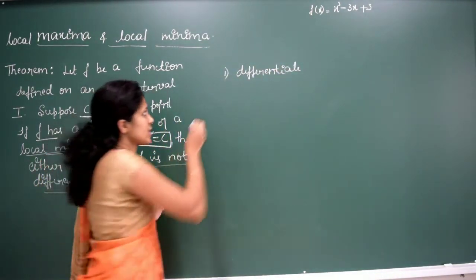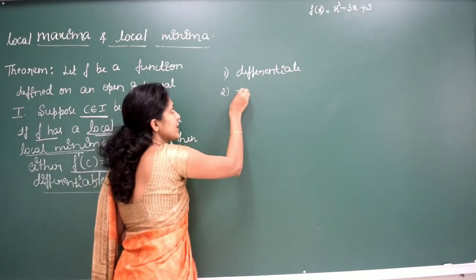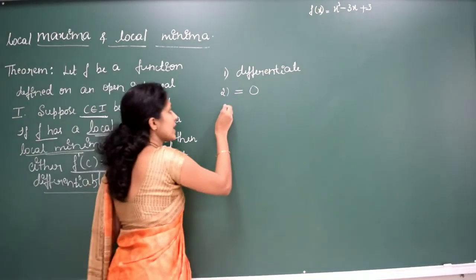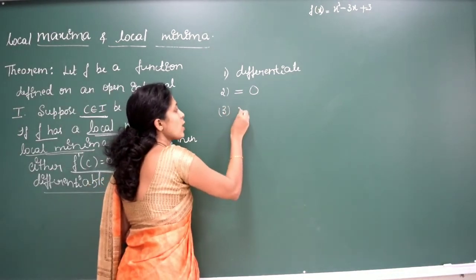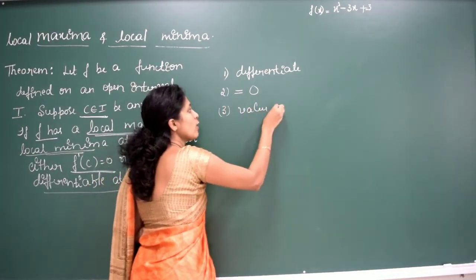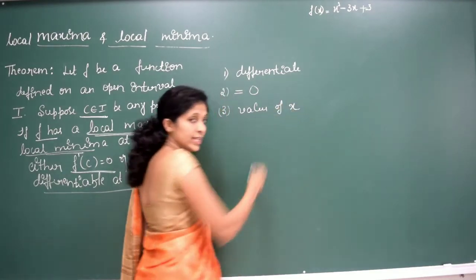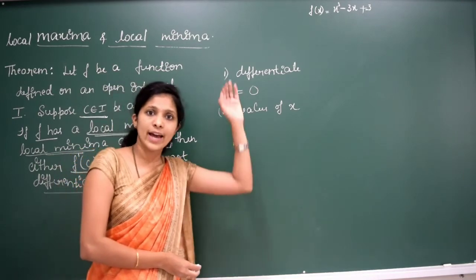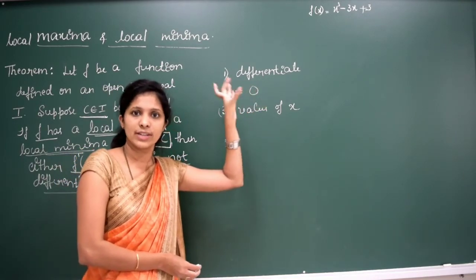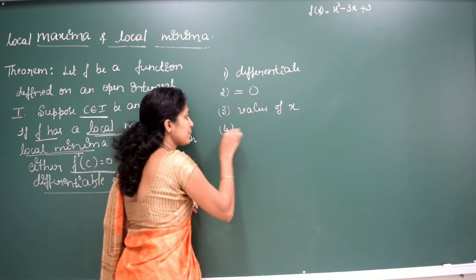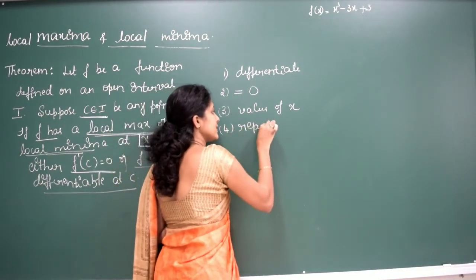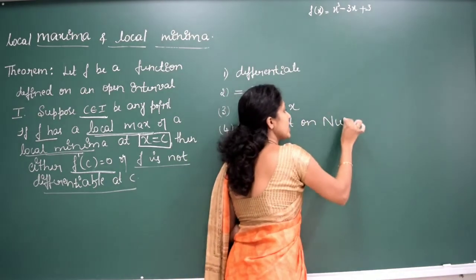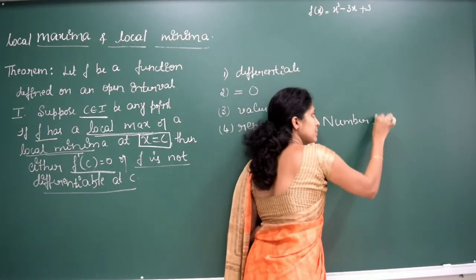After the differentiation, you have to equate that derivative to 0. Then, you will get some values of x. Then you need to represent those values on a number line, similar to how we solved increasing and decreasing functions, right? We have to represent that on a number line. Is it clear?